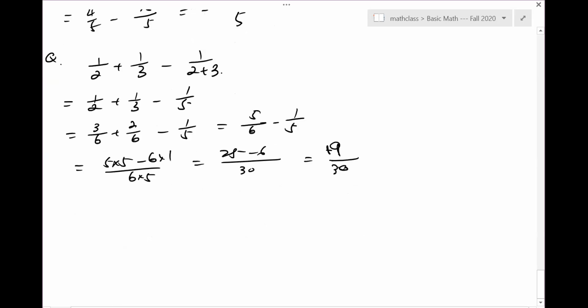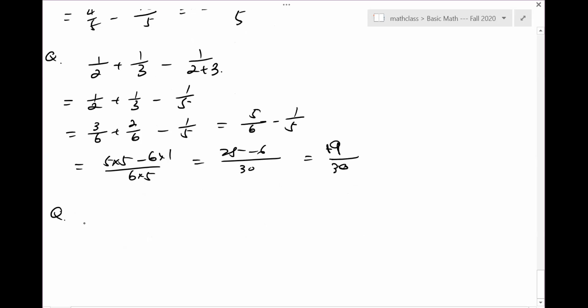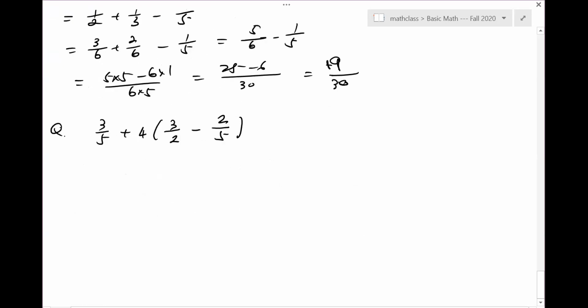Right? So now we have this following problem. It's 3/5 plus 4 times 3/2 minus 2/5. Okay, so there's some trick here. Please finish this problem.